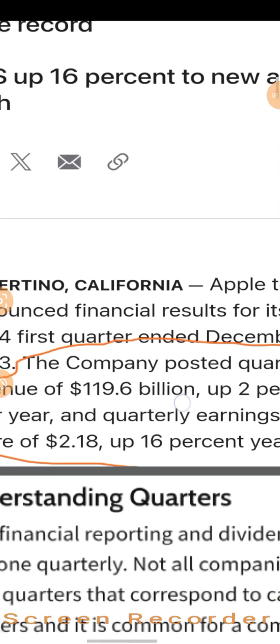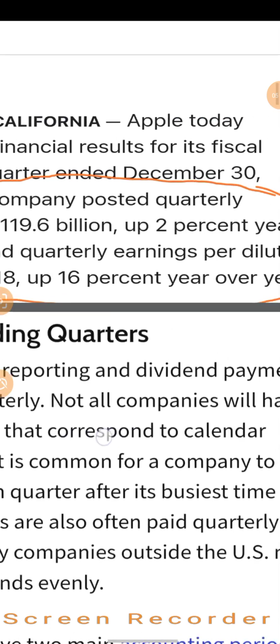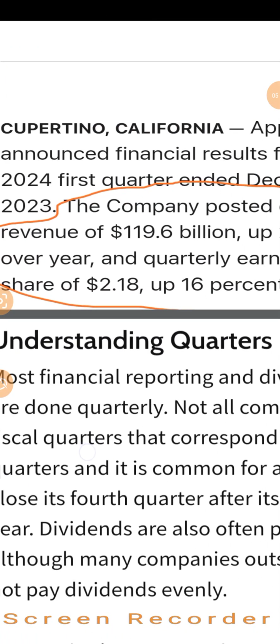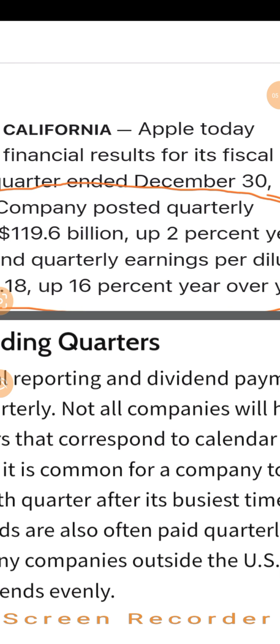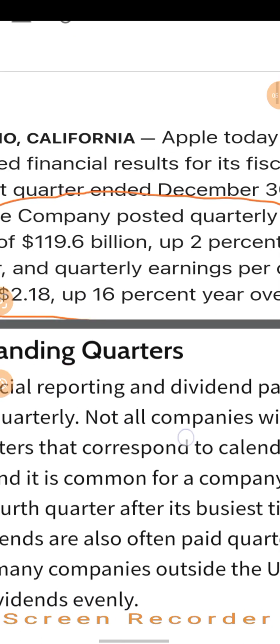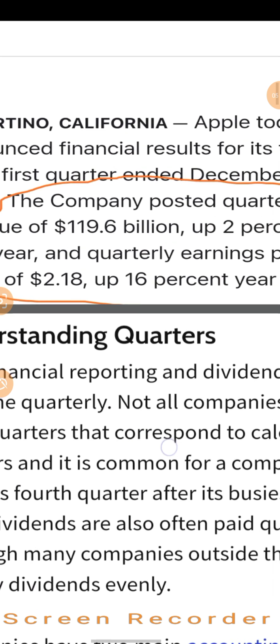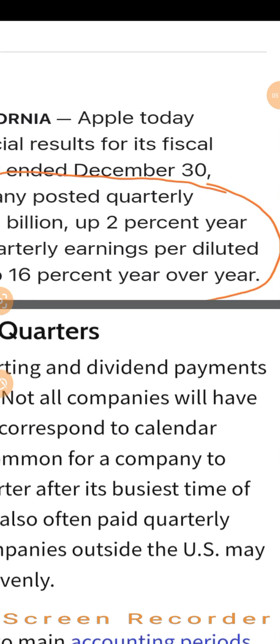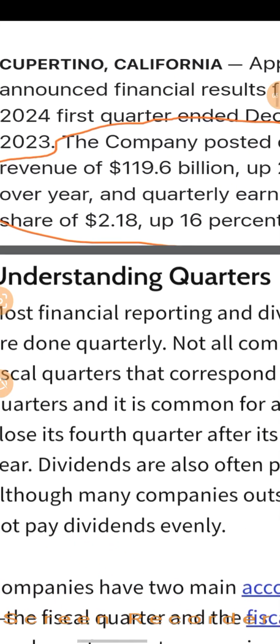So this was just for Apple, and you can see the news there, to say the company posted quarterly revenue of $119.6 billion, up 2% year over year, and quarterly earnings per diluted share of $2.18, up 16% year over year. Year over year just means you're comparing the same period this year and last year. That's what year over year means. So this wraps it up for now.